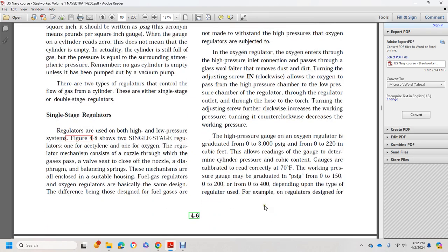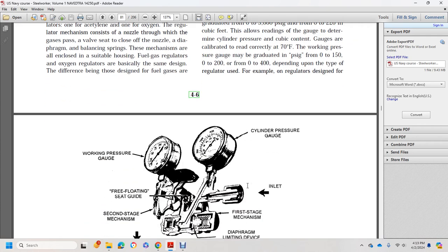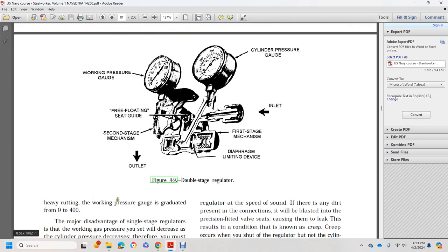The high pressure gauge on the oxygen regulator is graduated from 0 to 3,000 pounds per square inch, and from 0 to 220 cubic feet, which allows reading of the gas, determining the cylinder pressure and contents. The gauges are calibrated to read accurately at 70 degrees Fahrenheit. The working pressure gauge is graduated in PSIG from 0 to 150, 0 to 200, or 0 to 400, depending upon the type of the regulator. For example, on a regulator designed for heavy cutting, the working pressure gauge is graduated from 0 to 40.